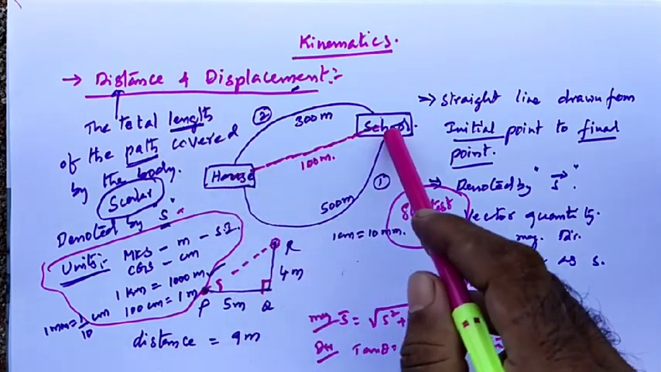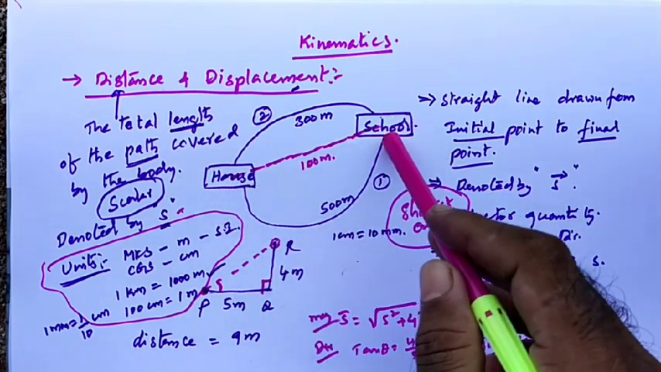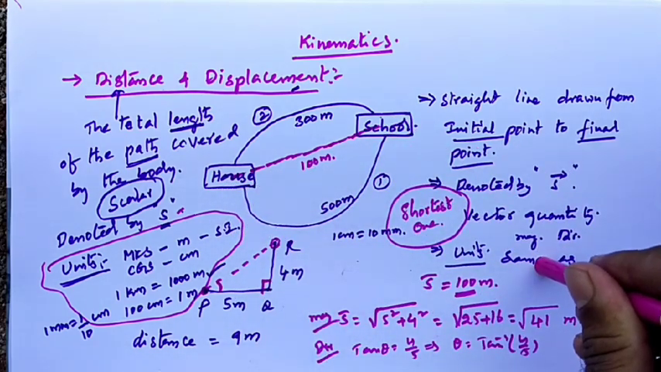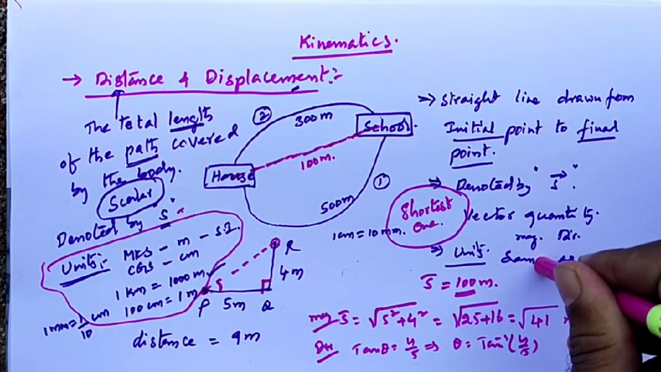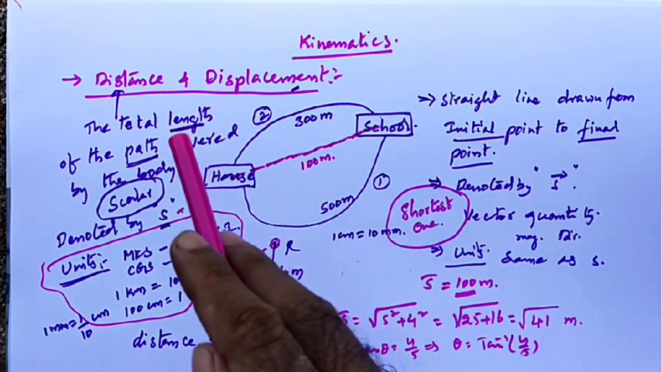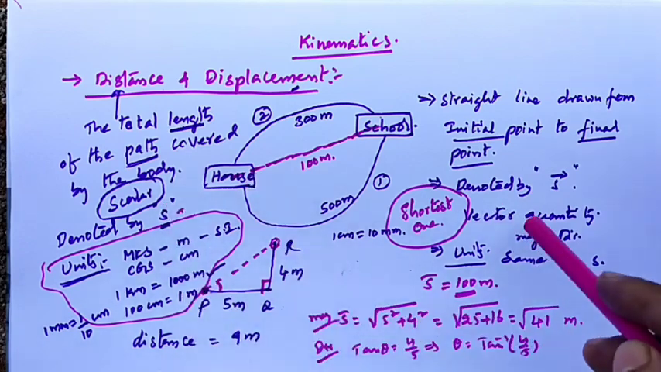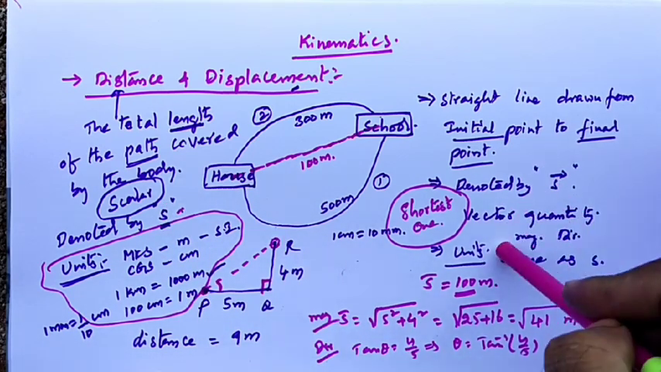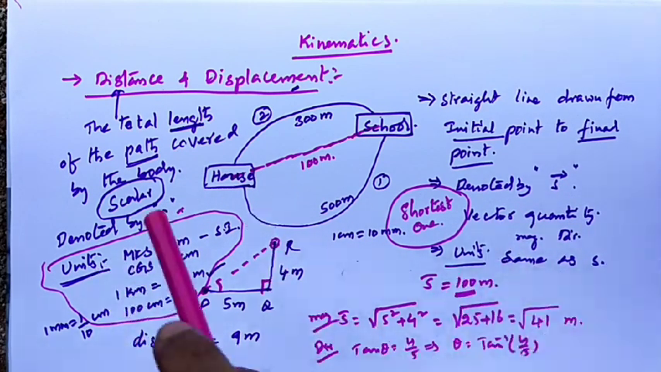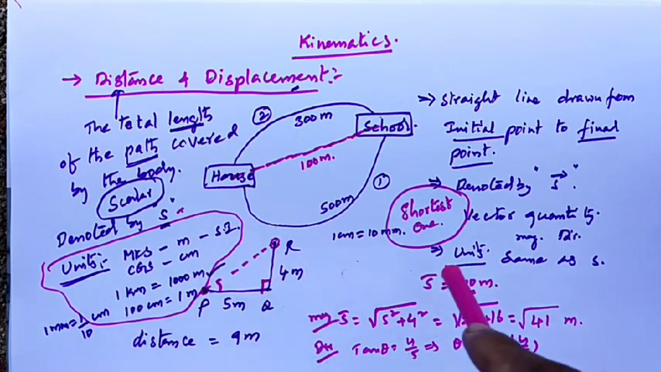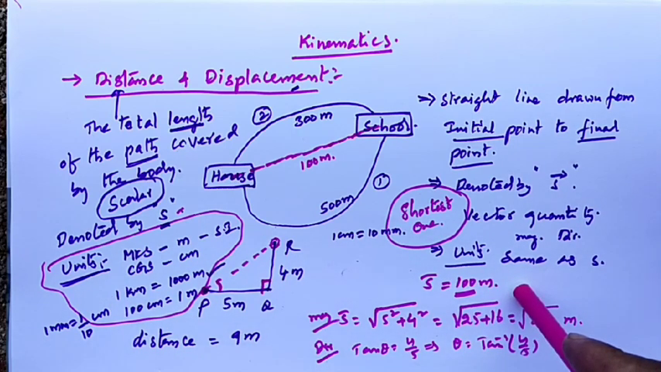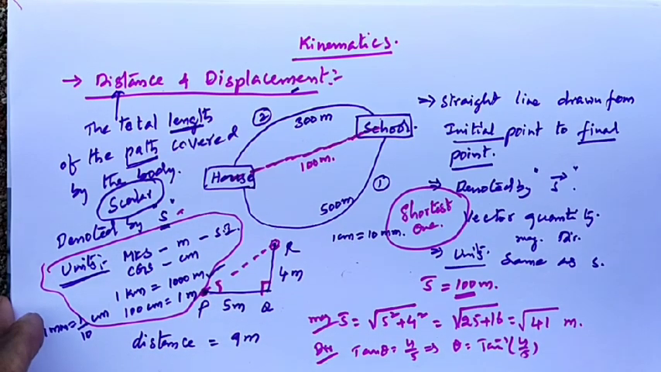Just draw a straight line, then calculate its length, that will be your displacement. What are the things you need to remember? Distance is a scalar physical quantity, displacement is a vector physical quantity, and the units are the same. Units are the same for distance and displacement because it is the length. Now let us see some more examples of how to calculate distance and displacement.